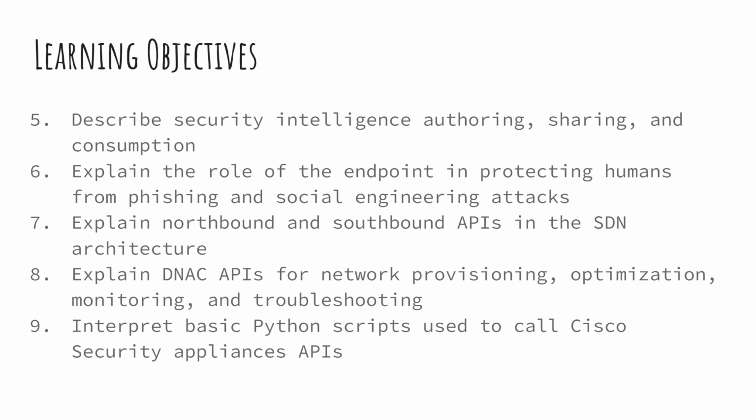Explain the role of the endpoint in protecting humans from phishing and social engineering attacks. Explain northbound and southbound APIs in the SDN architecture. Explain DNAC APIs for network provisioning, optimization, monitoring, and troubleshooting. And lastly, interpret basic Python scripts used to call Cisco Security Appliance APIs.